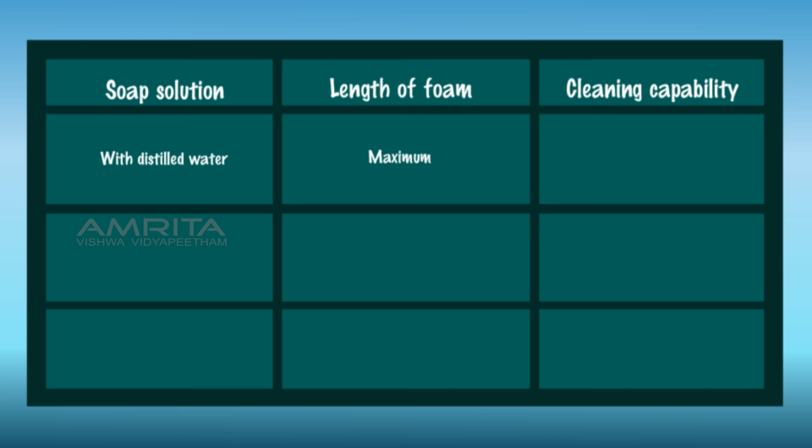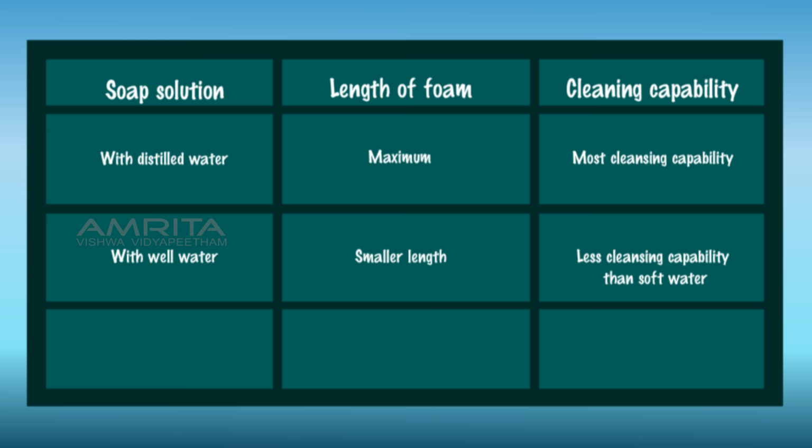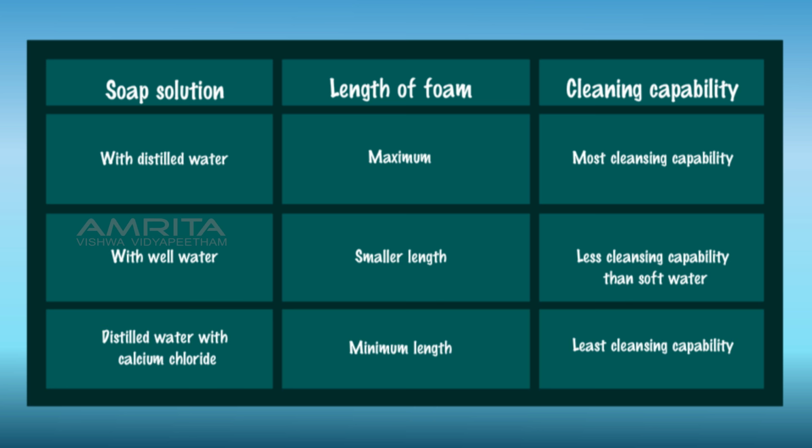It is observed that soap solution with distilled water or soft water has the most cleansing capability. Soap solution with well water or hard water has less cleansing capability than soft water. Soap solution with distilled water with calcium chloride dissolved in it, which is very hard water, has the least cleansing capability.